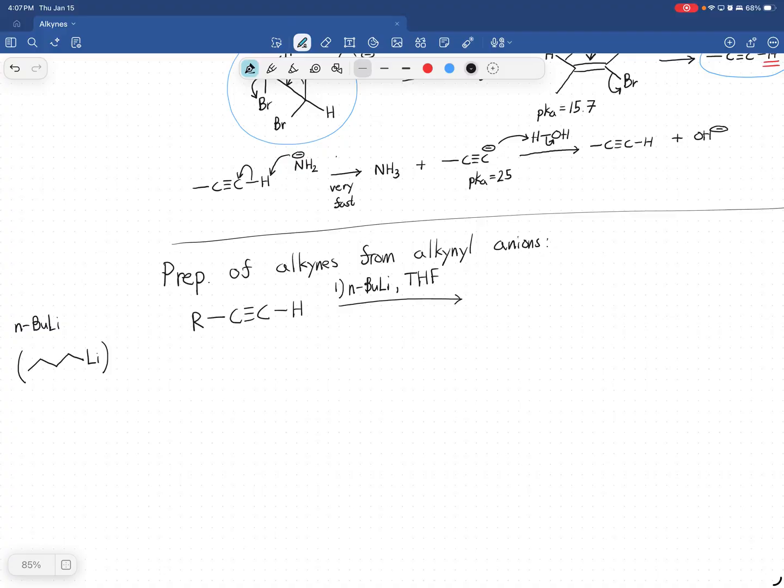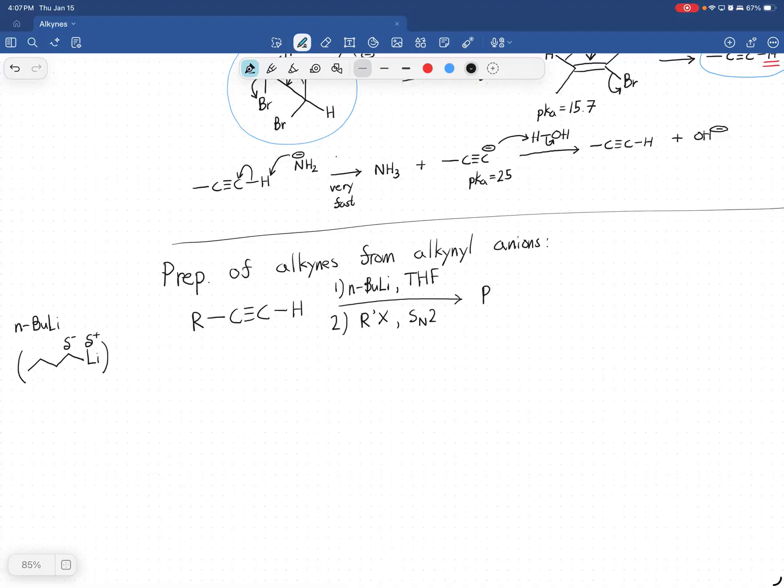Remember, metal carbon bonds, they'll make the carbon partially negative and the lithium partially positive. So in organic solution, this will be acting as a good base. Okay, so this will be a base here, and then the second step is going to do a nucleophilic substitution reaction, like we saw with SN2 type chemistry.